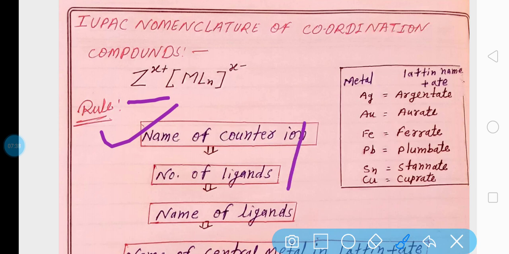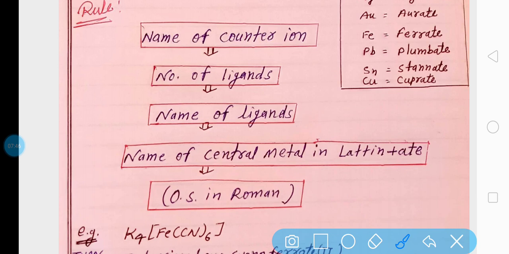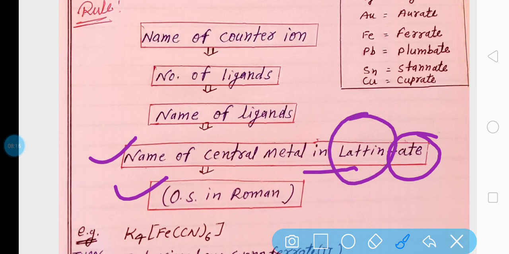Then you have to move to number of ligands. Then name of ligands. After name of ligands, you have to move to name of central metal, and it should be in Latin, na? Name of central metal should be in Latin. And if our coordination sphere bears negative charge, then you have to add ATE with the name of metal atom. Clear? And after that you have to move to oxidation state, and it will be again written in Roman and in brackets. So one new thing is there, Latin name of central metal.